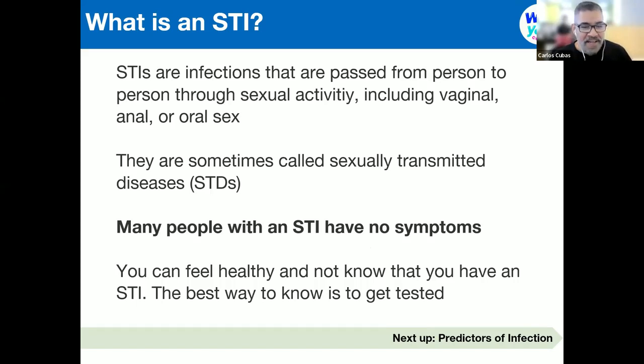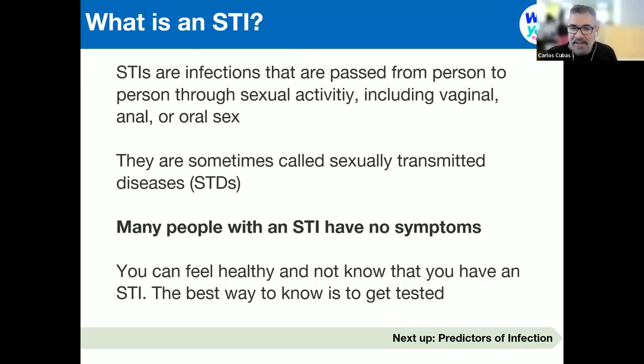So what is an STI? STIs are infections that are passed from person to person through sexual activity, including vaginal, anal, and oral sex. They are sometimes called sexually transmitted diseases. The difference is that it went from disease to infection because infection better explains what it is, since there may not be symptoms. Somebody can have a sexually transmitted infection and not have a symptom, or know that they have an STI, which is why we refer to them as infections.